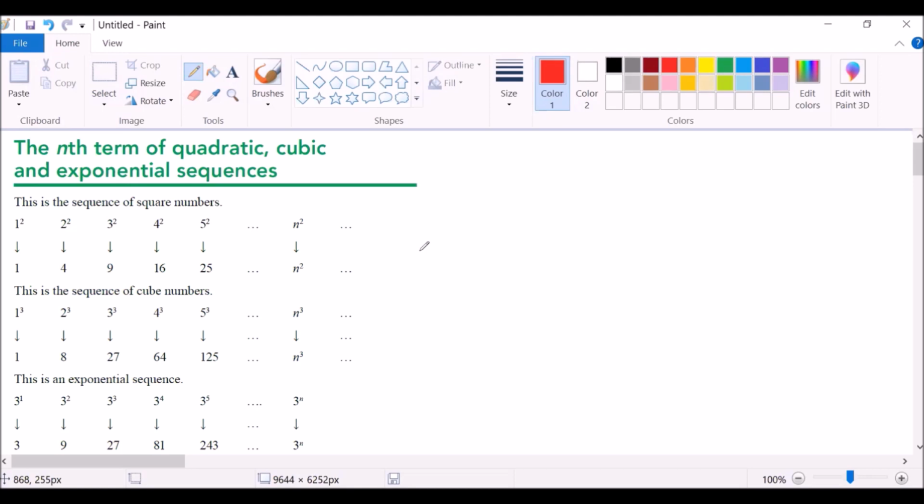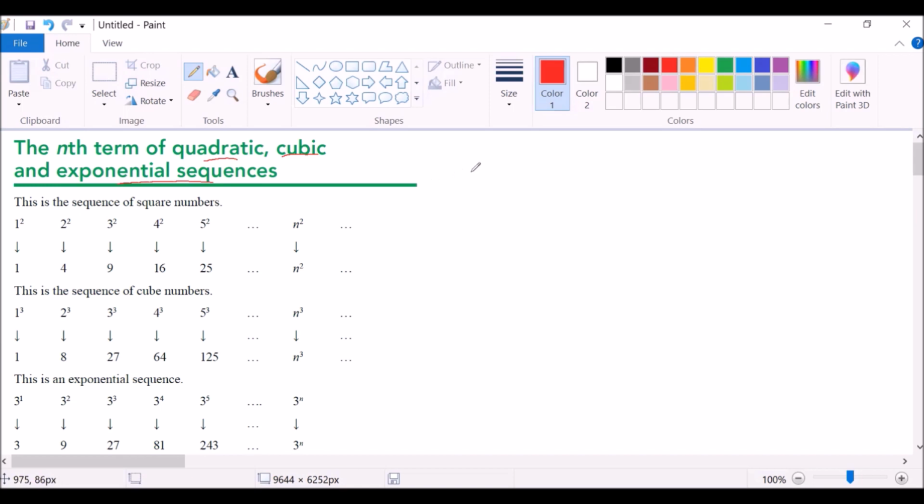We continue with this topic in sequences or number patterns for O-level Cambridge. Today we are going to look at the nth term of quadratic, cubic, and exponential sequences.